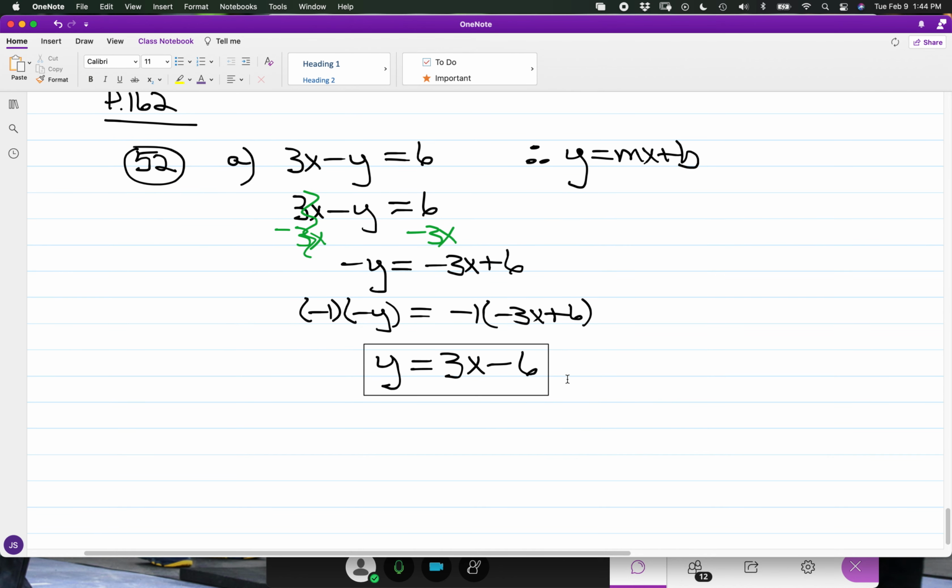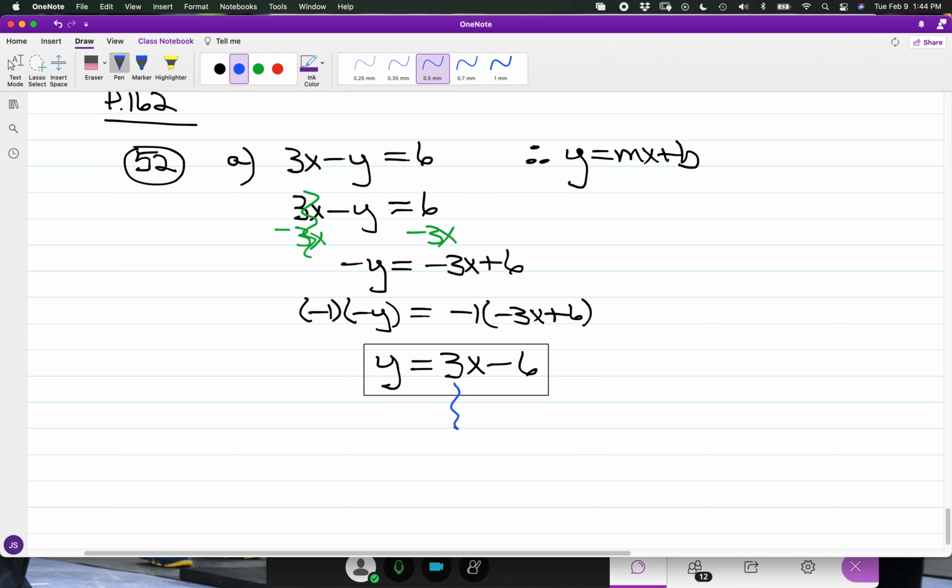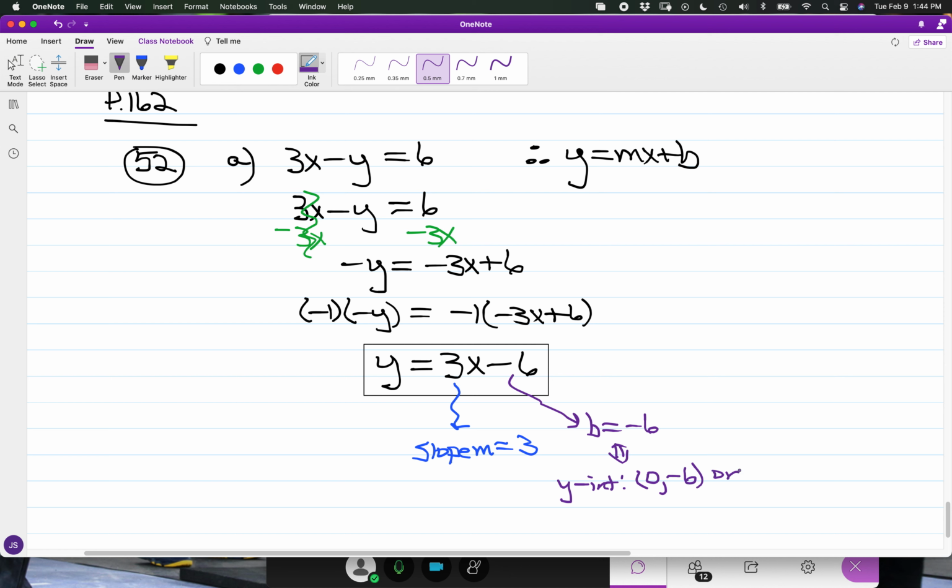For what we have here, the slope is equal to 3. And for -6, I have that b is equal to -6. That signals that the y-intercept, we can put either in coordinate fashion at 0, -6, or y is equal to -6. So this will be your slope-intercept equation.